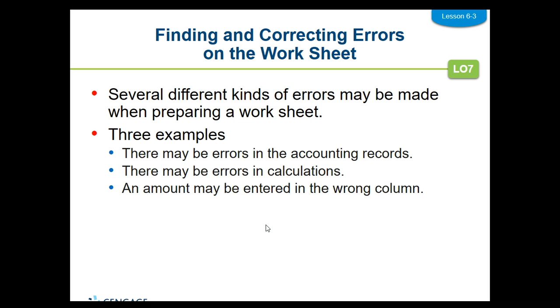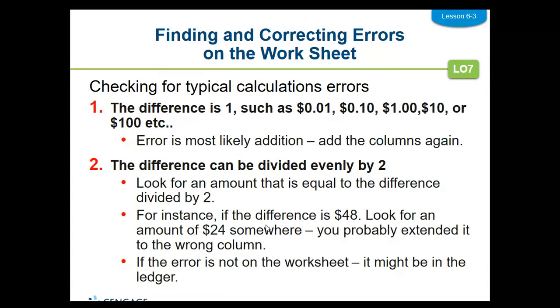Three examples are there might be errors in the accounting records, there might be errors in calculations, and you may have just entered something in a wrong column. So the most common errors, the first one is if the difference between the two columns that are supposed to equal, if the difference between them is 1, such as a penny, 10 cents, a dollar, $10, $100, $1,000, something like that, the error is most likely addition. And so start by just re-adding the columns and making sure that you got them right. And that's usually going to be the error when that's the difference.